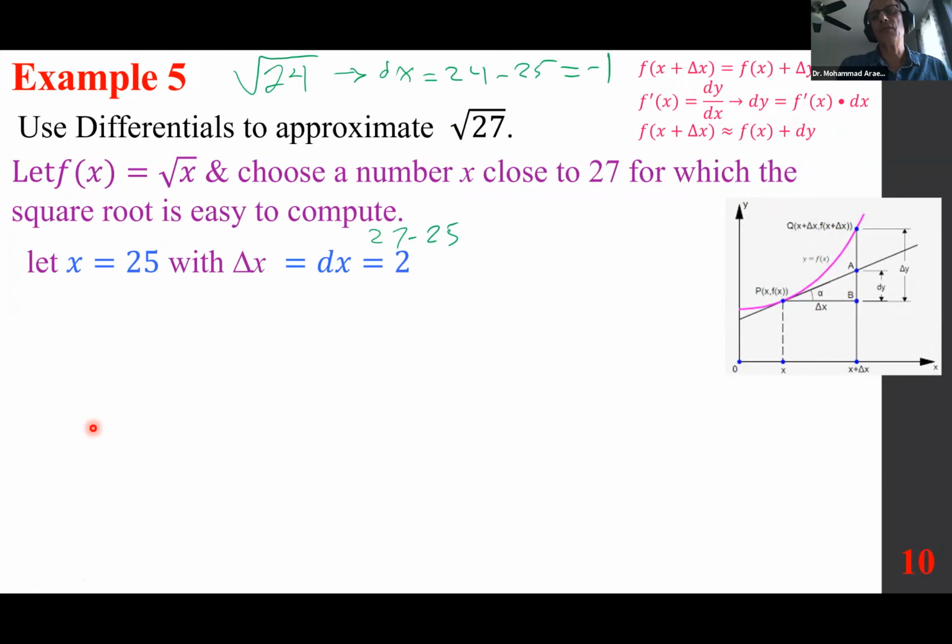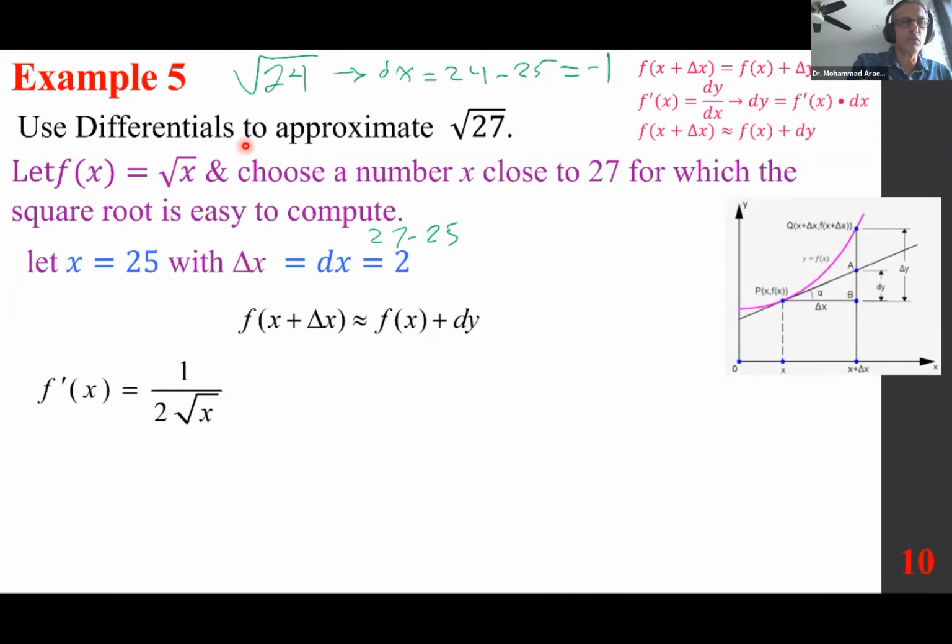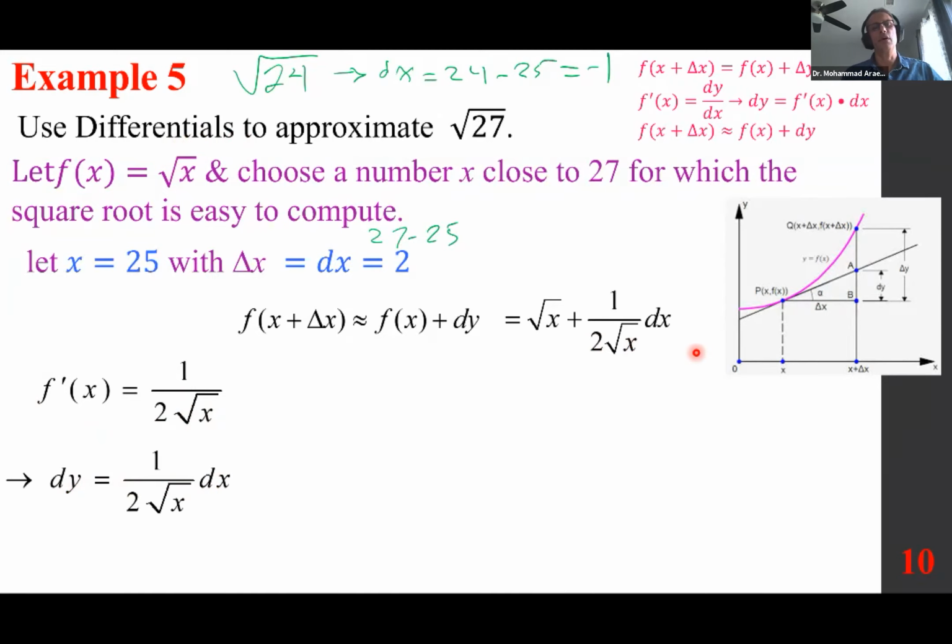Now we go through the process. F of x plus delta x is f of x plus dy, where dy is f prime of x dx. You have to differentiate this. This one is x to the power of 1/2. So 1/2 x to the power of negative 1/2. We've done it many, many times. I'm hoping by now you have no problem changing to x to the power of 1/2 and finding f prime, and of course tag along the dx, and that becomes dy. So here's your f of x plus delta x: square root of x plus 1 over 2 square root of x dx.